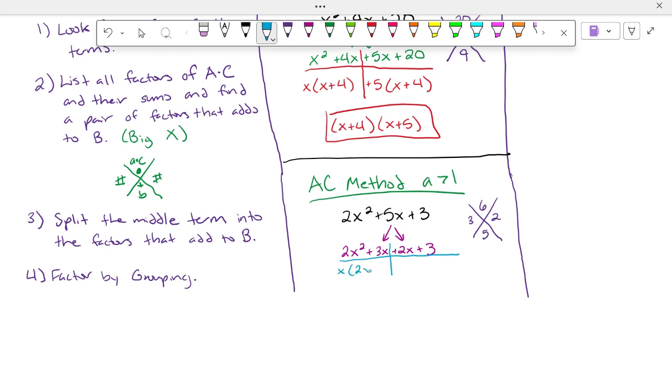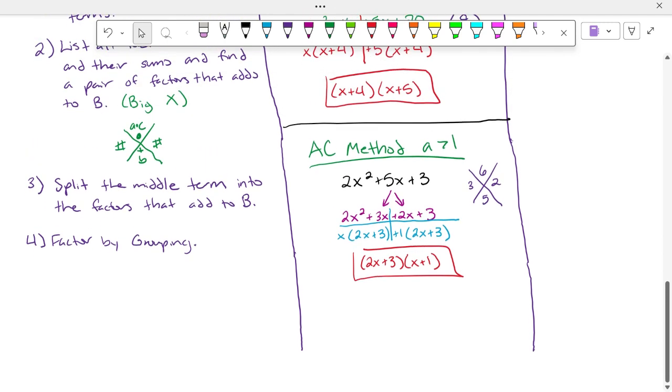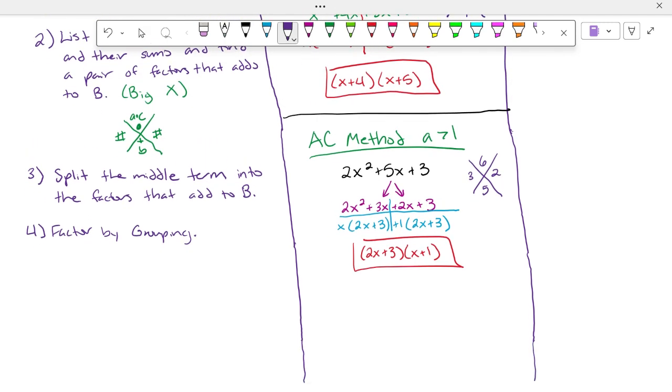So x times 2x plus 3, plus 1 times 2x plus 3. So this would be 2x plus 3 times x plus 1. So guys, the factoring side will be longer, but the solving side will be shorter because honestly the steps, it's a one shot. You don't have to keep writing them. All right, we're almost done with the factoring side.